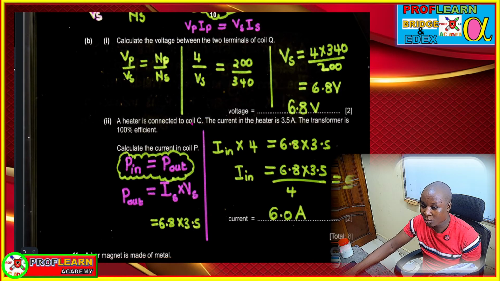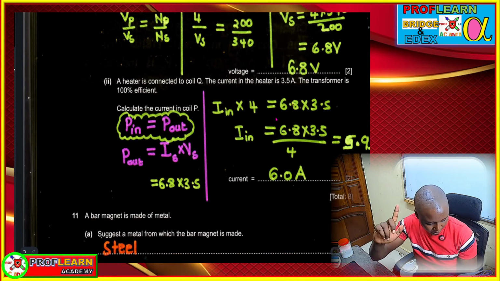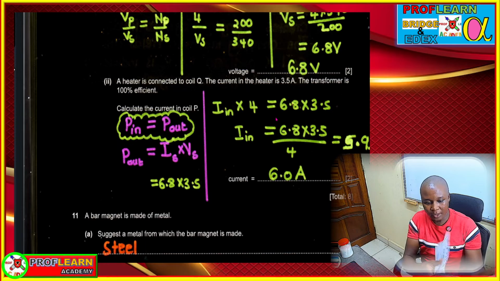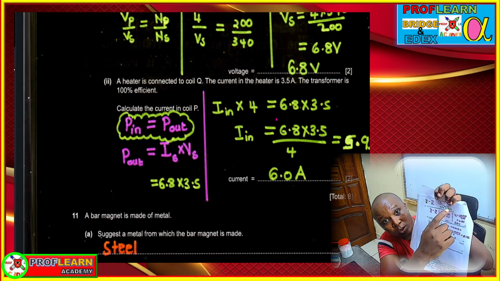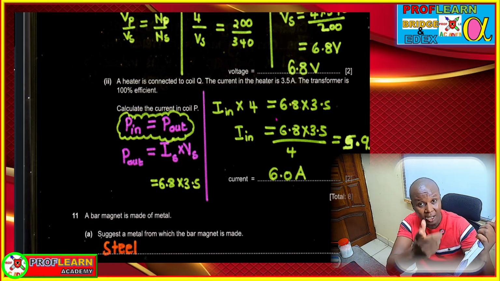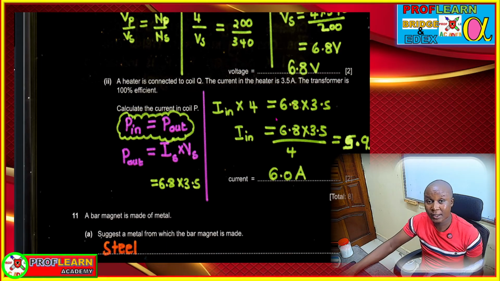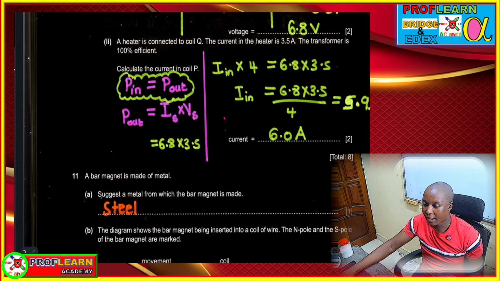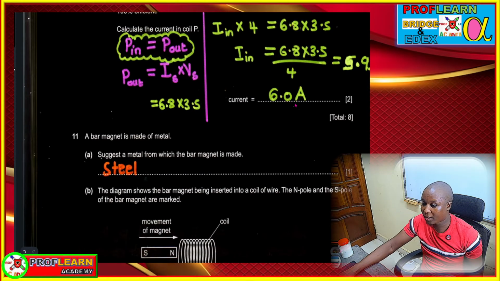The heater is connected to coil Q, and the current in the heater is 3.5 amperes. So it means current output is 3.5. We are likely to be using this equation here because we have current and voltage, and we are working out the current in the primary coil. So current in the primary coil times voltage in the primary coil should be equal to the current in the secondary coil times the voltage in the secondary coil. We can divide by 4 both sides, then we have current in to be 5.95, which translates to 6.0.